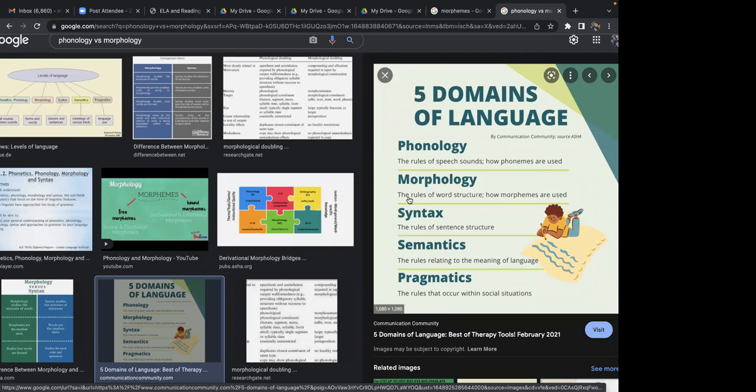You have morphology, which is the rules of word structure, how morphemes, which are the smallest parts of the word that carry meaning, and how they're used. Syntax is the rules of sentence structure, how the words in the sentence are placed in the sentence and how that sometimes carries meaning. Semantics is the rules relating to the meaning of the language.